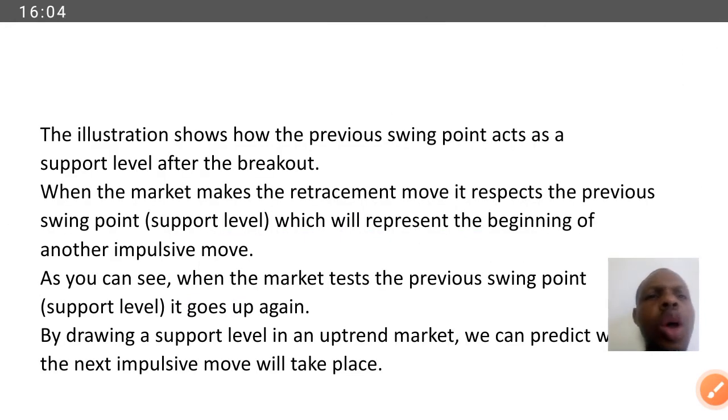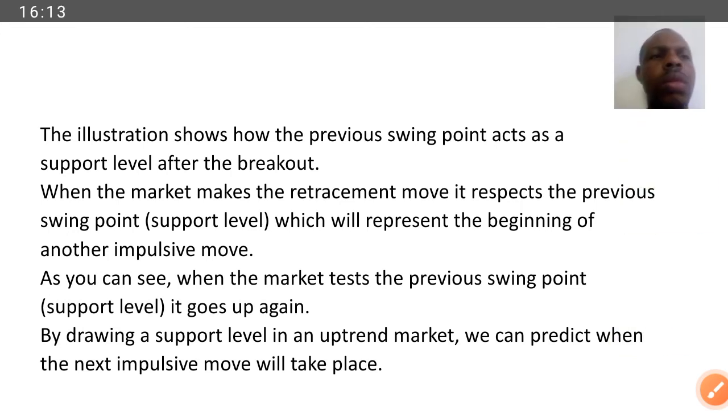The illustration shows how the previous swing points act as a support level after the breakout. When the market makes the retracement move, it respects the previous swing point, which is the support level, which will represent the beginning of another impulsive move. As you can see, when the market tests the previous swing point, that's the support level, it goes up again. By drawing a support level in an uptrend market, we can predict when the next impulsive move will take place.